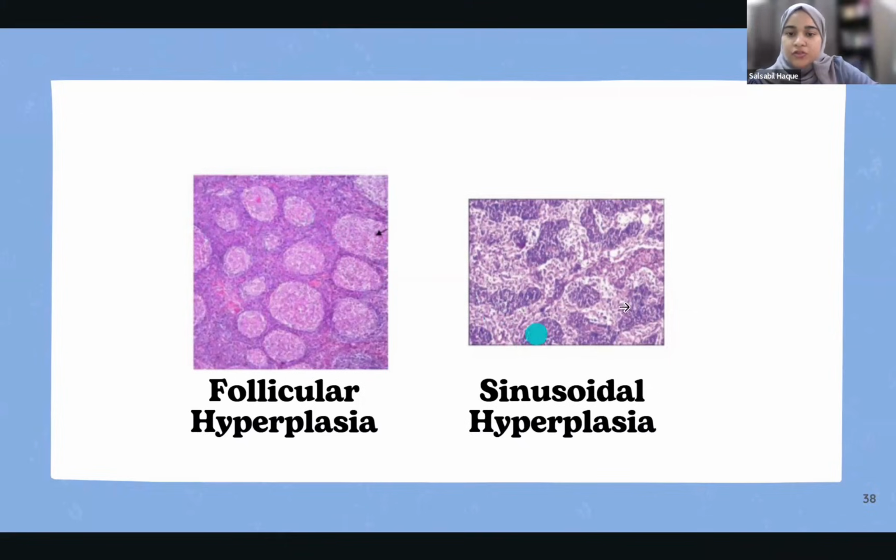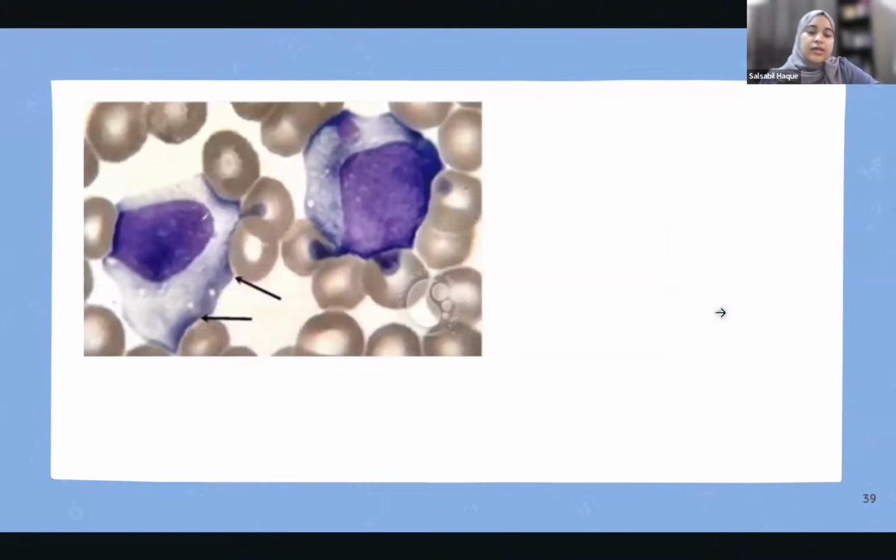Okay, sinusoidal hyperplasia, just remember this picture. There's not much to do with this. Now, can someone tell me what you're seeing here? What are these cells?